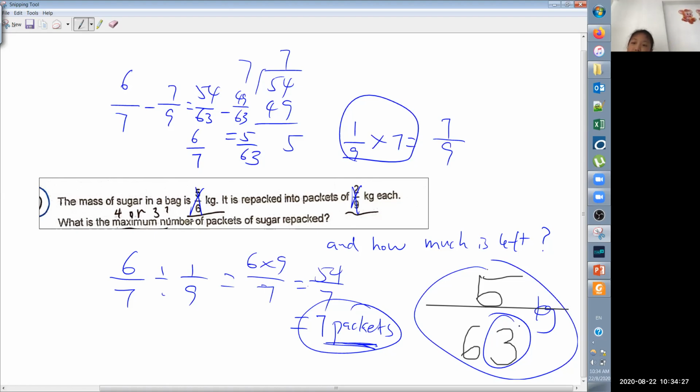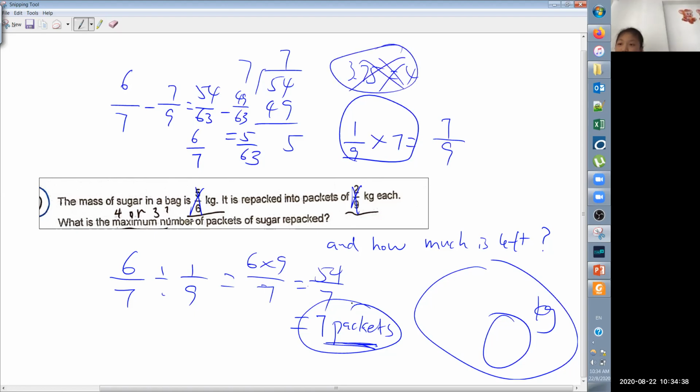Okay. Good. Next. Remember, this question is not about this round up. It's not about round up. It's about this 7 packets and how much is left. Okay. Next.